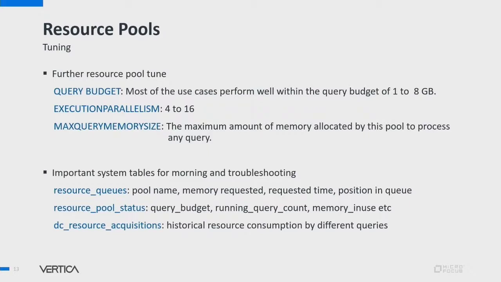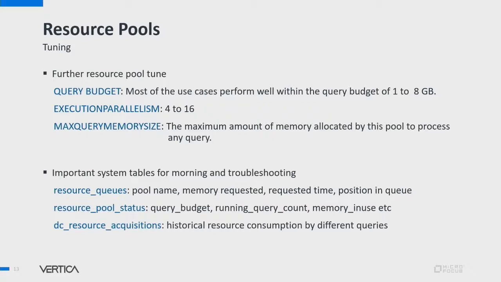The majority of queries perform well with a budget of about 1 to 8 GB. Some large queries with multiple joins may require more than 8 GB of budget. Similarly, for execution parallelism, which controls the number of threads, most queries perform well with about 4 to 16 threads per operator. If there is any query which is consuming most of the memory and making other queries wait for resources, it can be controlled by setting max query memory size.